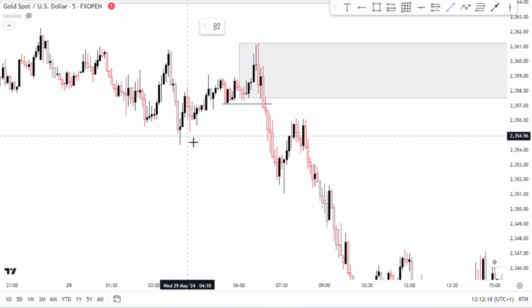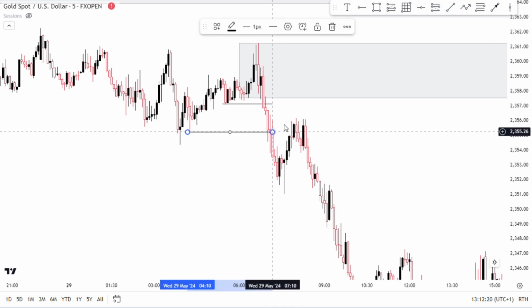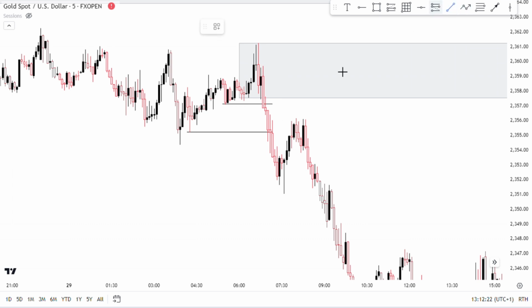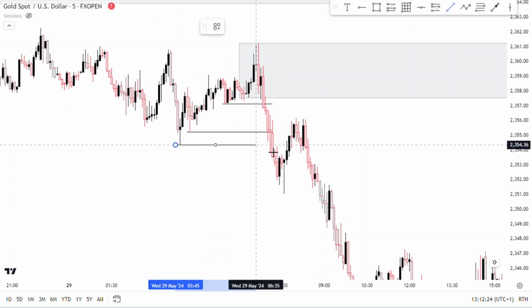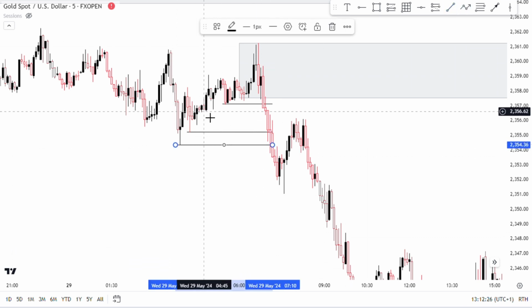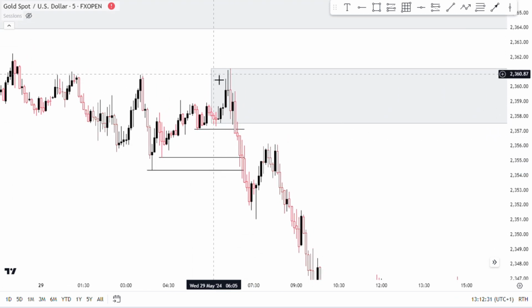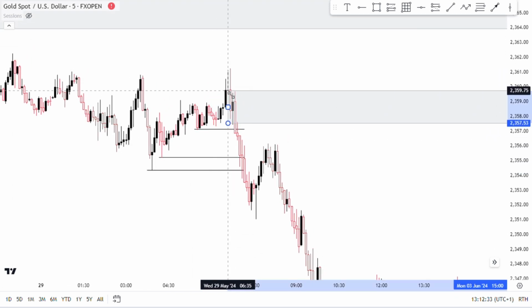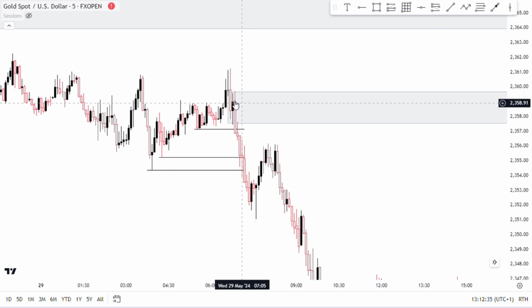This one, and also this one. It's not responsible for this particular break here and also this particular break. So I'm just drawing out only three. So this particular order block here is what we call a reorder block.